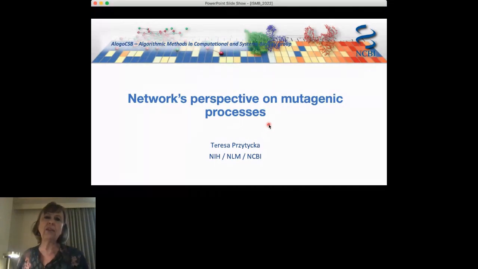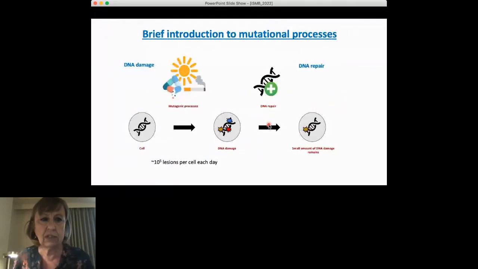And today I would like to focus on some of the approaches that we developed that involved network biology. I will start with a brief introduction to mutational processes in cancer. So as we know, DNA in every single cell is subject to a number of processes that lead to DNA damage.